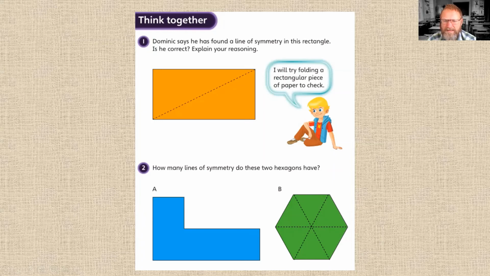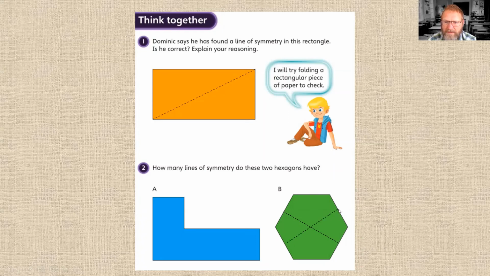Are there any more lines of symmetry? What about if I put a line here? If I look at this side, is it the same as this side? Yes, it is. That is a line of symmetry. And if I folded the hexagon over, it would fold very neatly together.